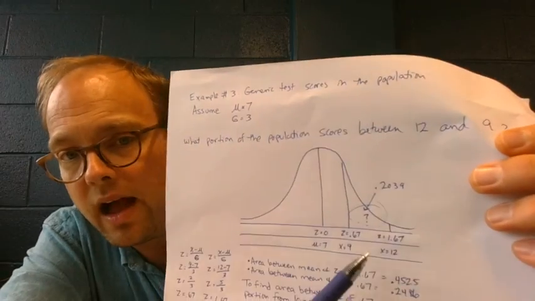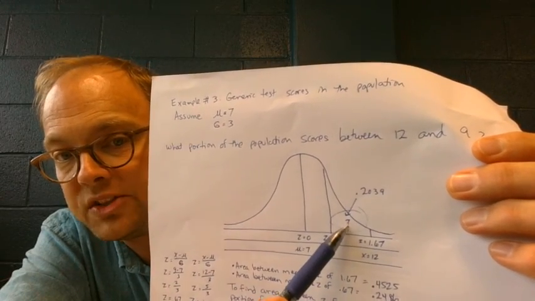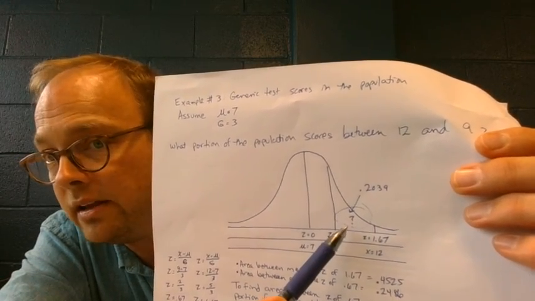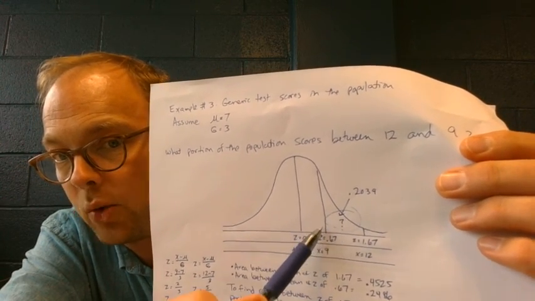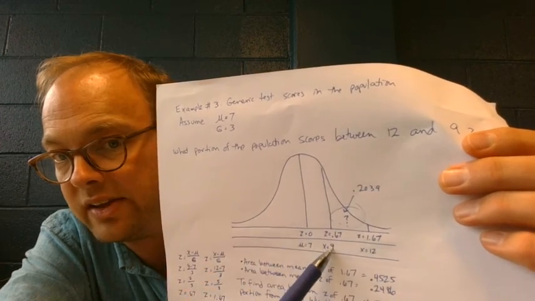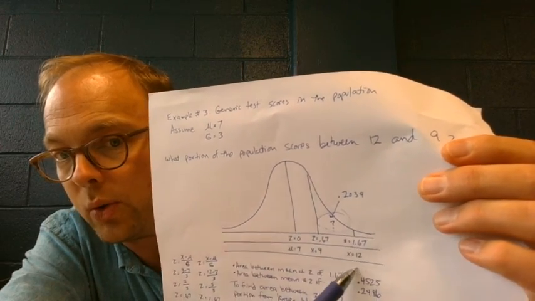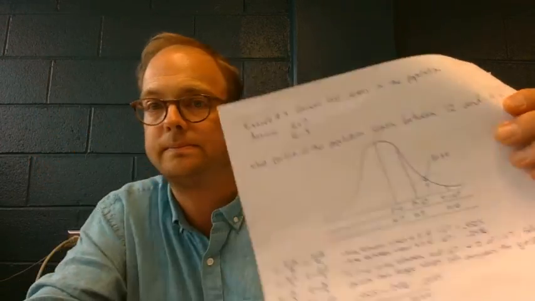And we figured that out by discovering, first of all, the z-scores that correspond with those two raw scores, and then isolating the portion that answers the question. Isolating the portion that answers the question, the portion between a raw score of 9 or a z-score of 0.67, and a raw score of 12 or a z-score of 1.67.